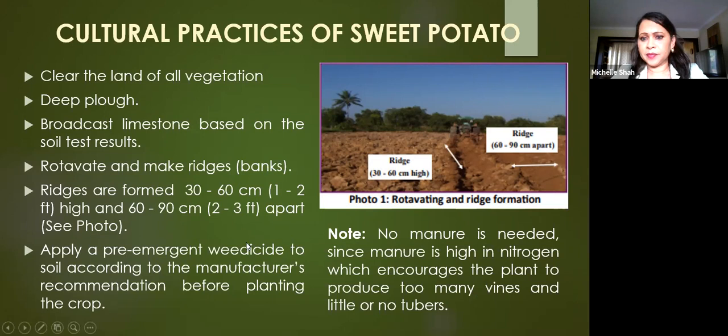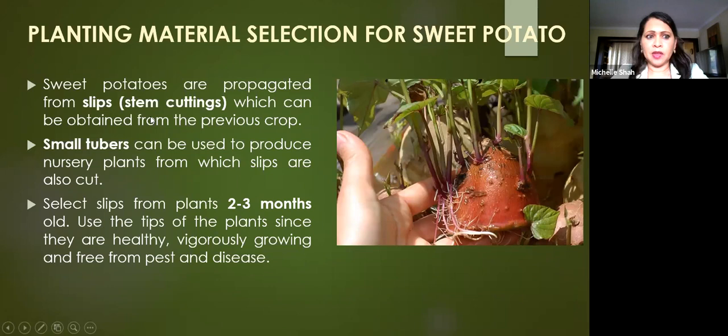Planting material selection for the sweet potato. Sweet potatoes are propagated from slips or stem cuttings, which can be obtained from previous crops. Small tubers can be used to produce nursery plants, from which slips are also cut. Select slips from plants 2 to 3 months old. Use the tips of the plants since they are healthy, vigorous growing and free from pest and disease.